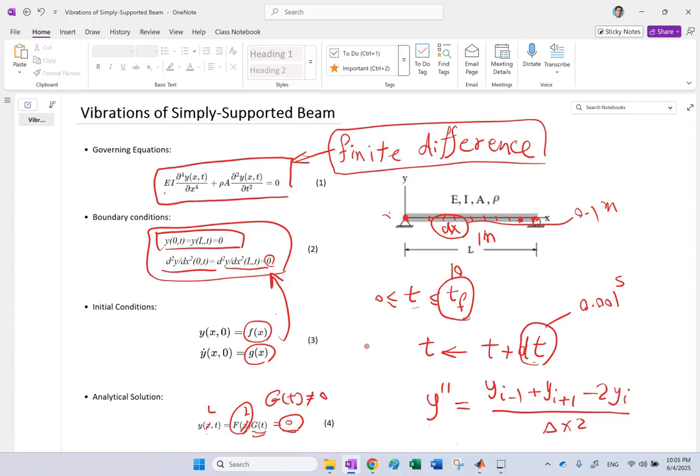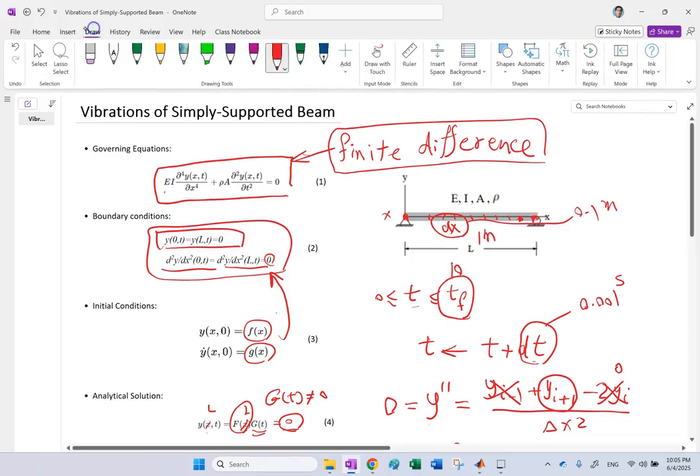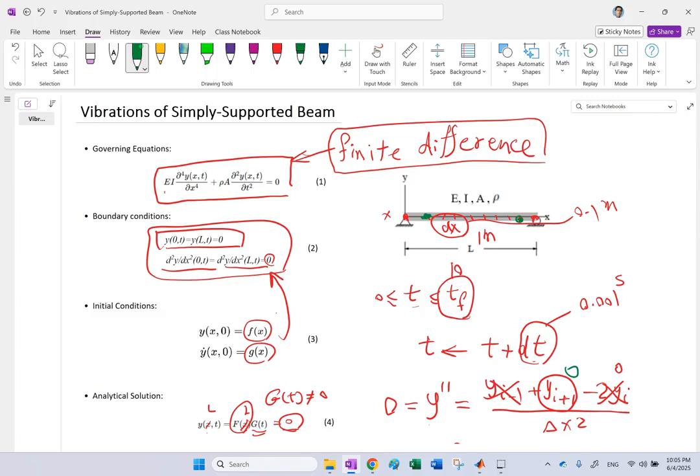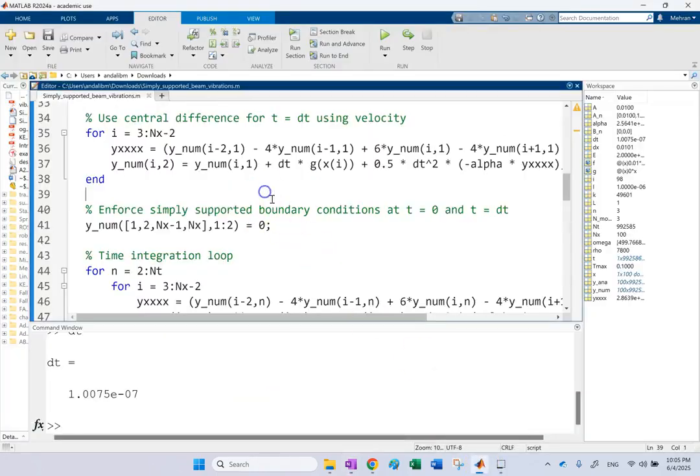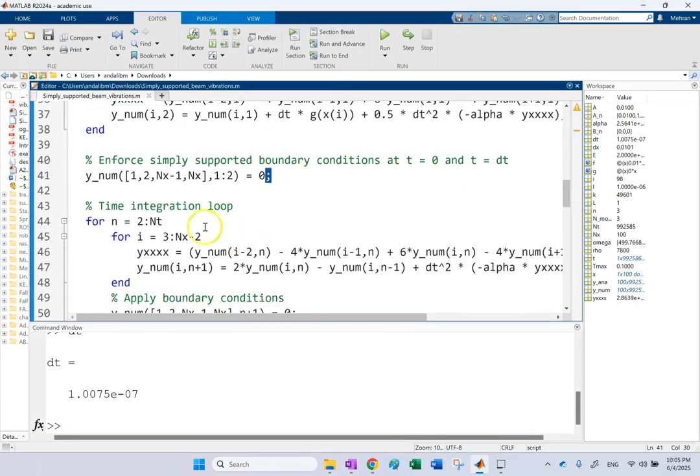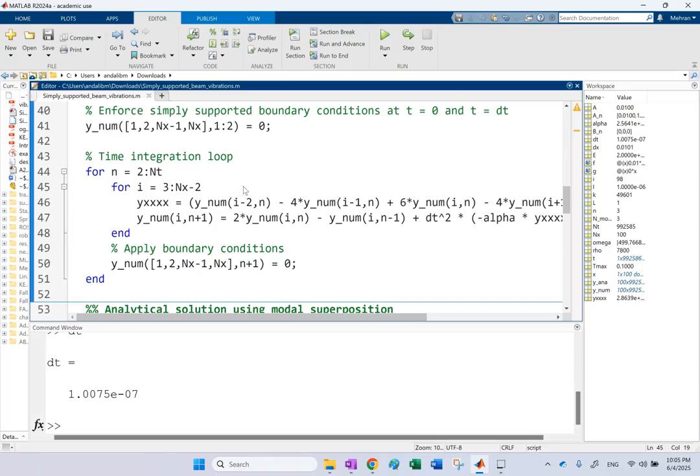Now at this node, there is no i minus 1, so you can consider that 0. At this node, y_i is 0. And if this is 0, that means your next node should also be 0 in order to guarantee a y double prime of 0 at that location. So you're going to pin down this node and also this node. So the slope, the curvatures at the beginning and end are 0. And that's what we have done here. And then the loop is done here to calculate the numerical solution.